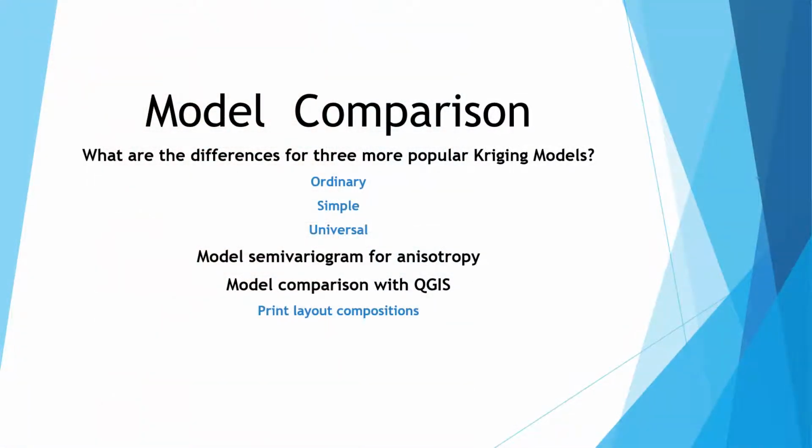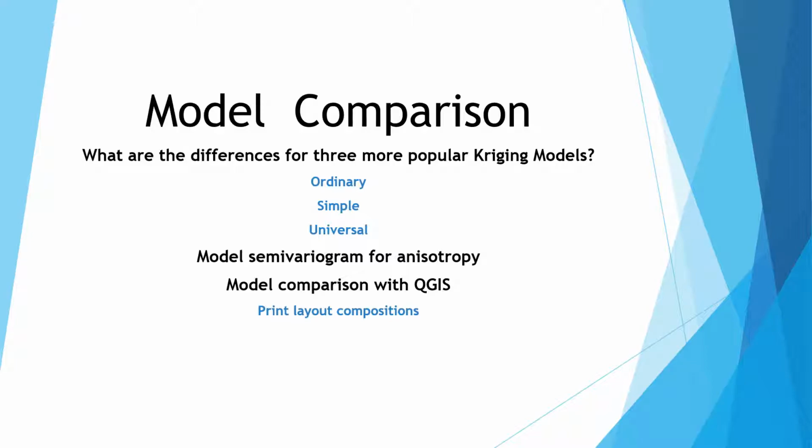This is the 10th video of the Geostatistical Analysis course, and the topic for today is the model comparison. We are going to be talking about the differences between the three most popular Kriging models. It's going to be a very short introduction about the ordinary, simple, and universal Kriging. But also I am going to recommend some YouTube video channels that you can use as a very important source of information if you want to go deeper on the understanding of Kriging interpolation.